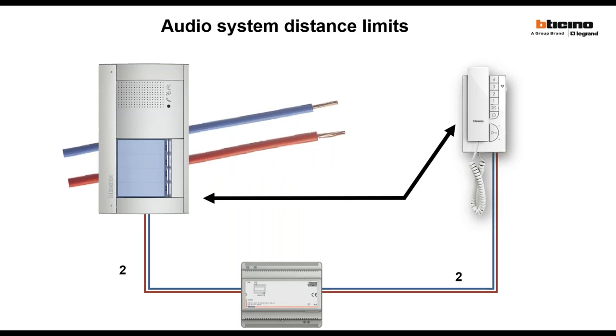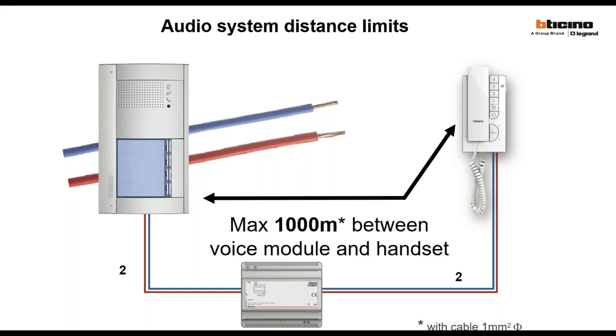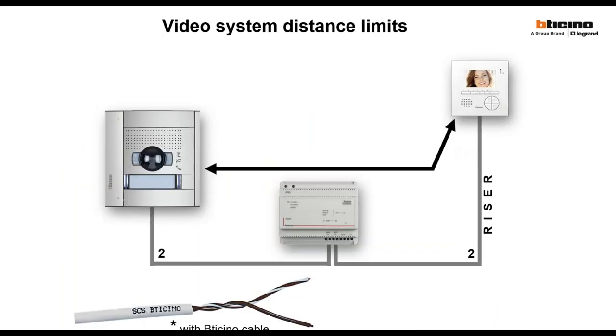Let's see the distance limits that are the easiest to reach, mainly if you use the standard cabling. So, I mean, straight wires. If you have audio, the limit is almost unreachable because you have 1,000 meters between external panel and internal unit. Always consider that the power supply is in the middle, because if you move the power supply close to one of the two devices, you always have to divide the distances 50% and 50% from the power supply.